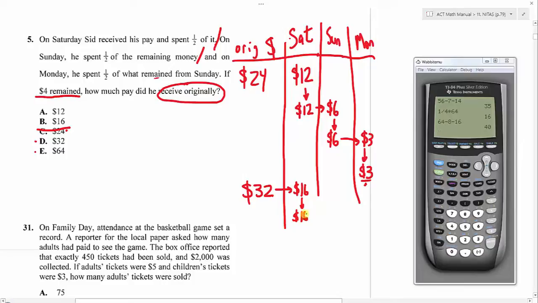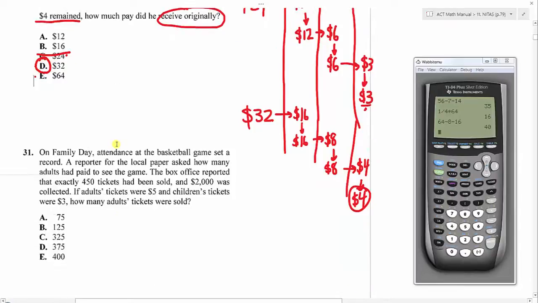That's that number there. And then he spends half of that, which means he spends 8 and then has $8 left. And then on Monday he spends half of that, which means he spends 4 and has $4 left. And now we have matched what the question said, so we are done. Answer choice D is the correct answer.